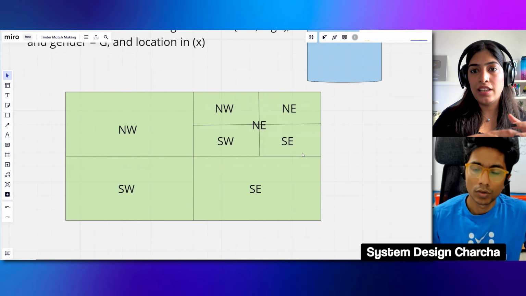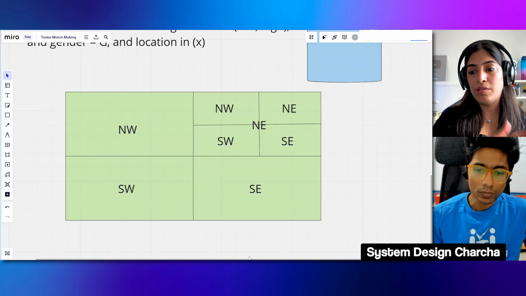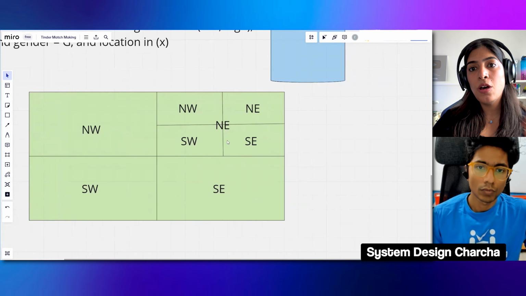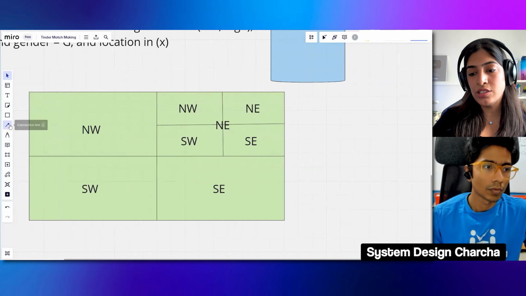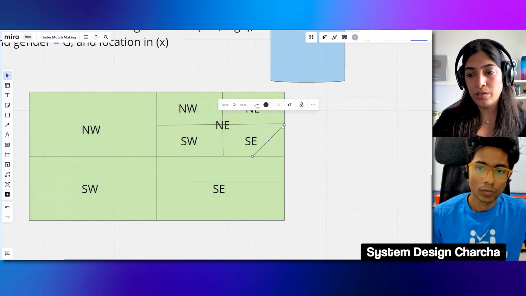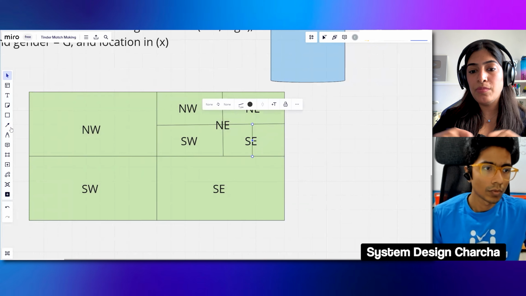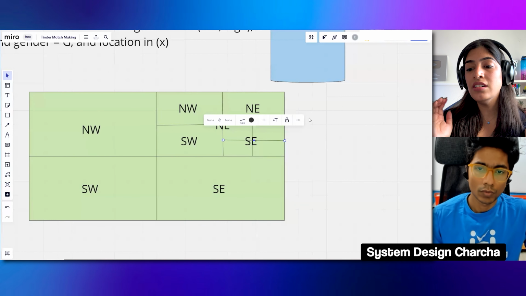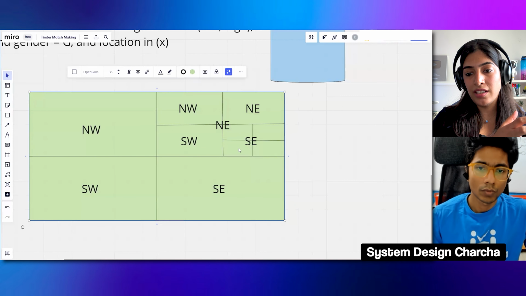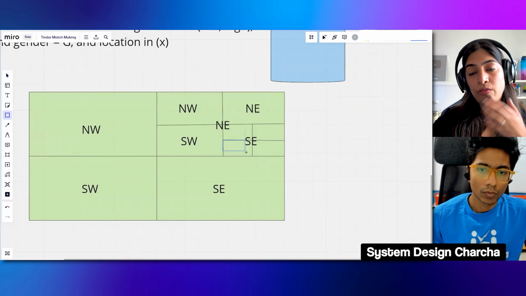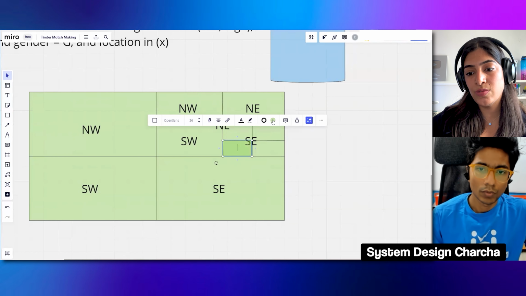Like in Bangalore, there will be too many people, so maybe you will keep dividing to a smaller radius, versus in a smaller city, for example Bhopal, there will be a lesser number of people who will be using Tinder comparatively. So maybe the length of the quadrant is going to be bigger, and you are not going to keep dividing it further. So based on various factors, you can decide where you want to stop dividing your quadrants further.